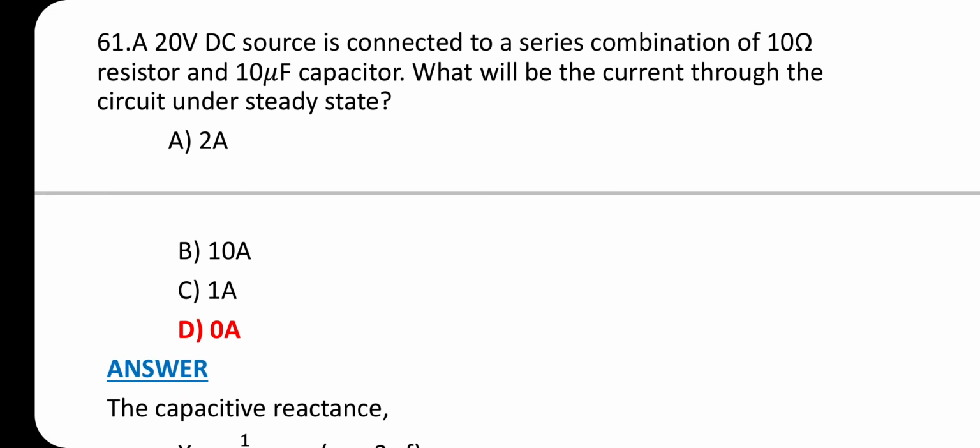61. A 20 volt DC source is connected to a series combination of a 10 ohm resistor and a 10 microfarad capacitor. What will be the current in the circuit under steady state? Answer is option D, 0 ampere.